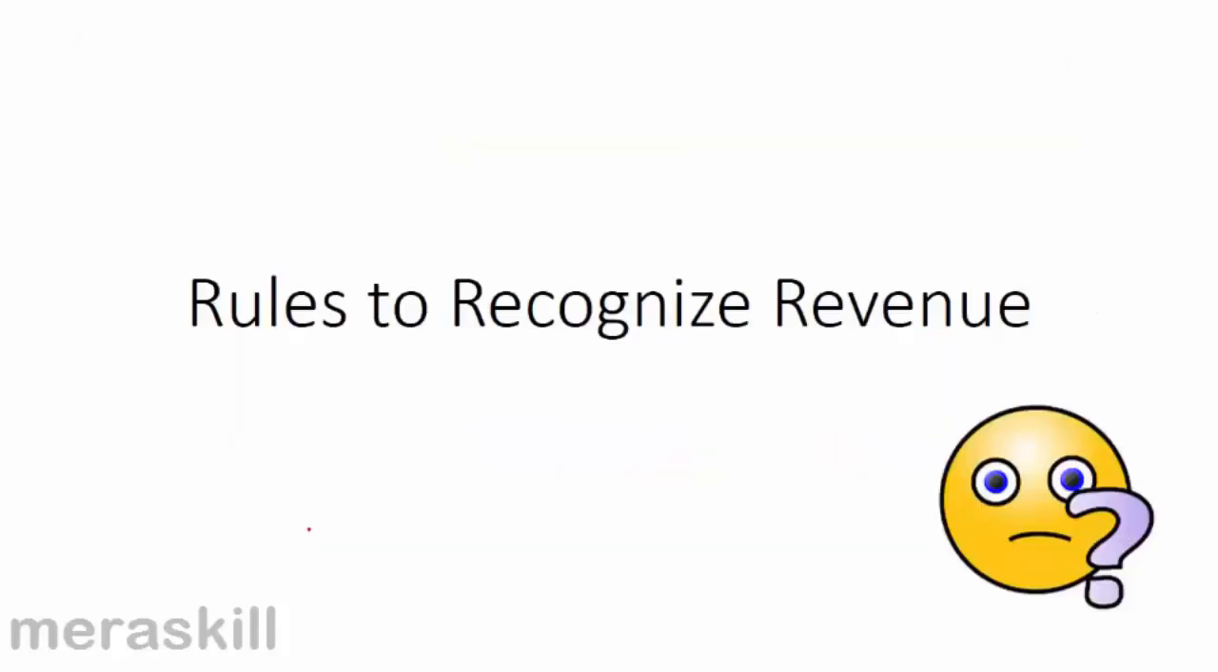And let us move on and understand the rules to recognize revenue. What is so difficult? What are the rules to recognize revenue? Suppose I go to the grocer, I buy vegetables, I pay him cash. It is sales for the grocer, as simple as that. I have bought vegetables and he will record it as sales. So is there something, what do we mean by rules to recognize revenue?